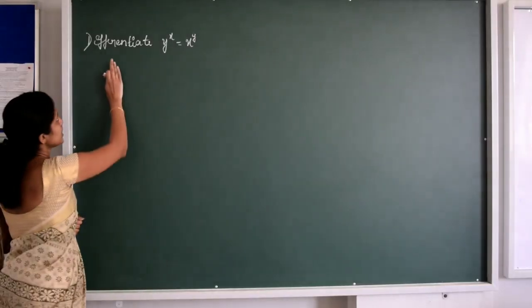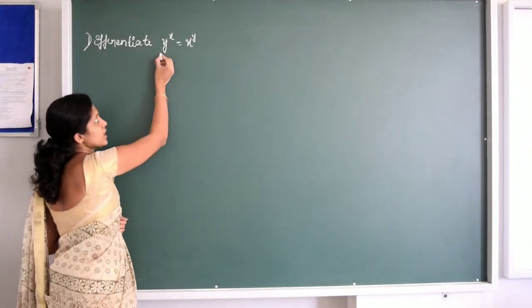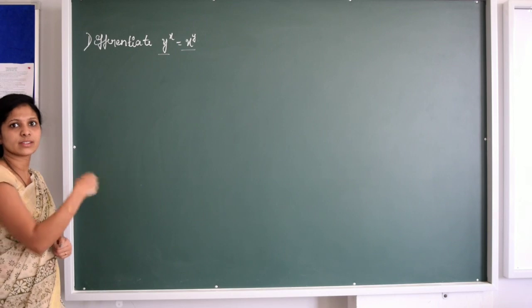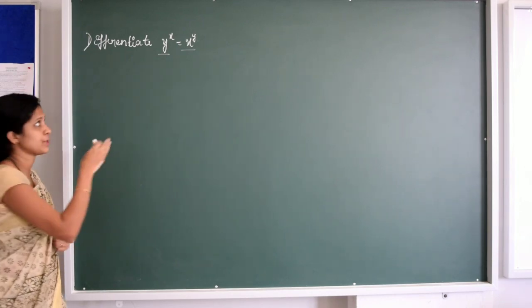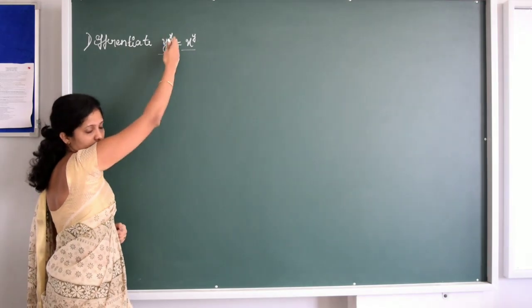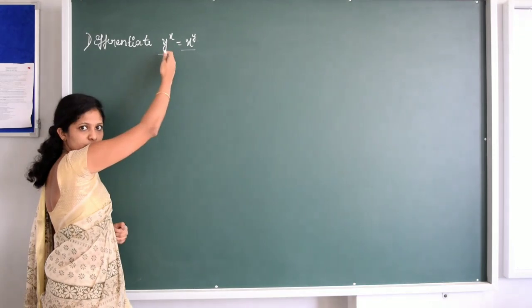The next problem, differentiate y to the power x is equal to x to the power y. Here you can observe this one. Here left hand side and right hand side both are given, right? So no need to consider this one as y. Directly you can differentiate. But here again base and the power are both variables, right? So you have to take log on both sides. Just take log on both sides and differentiate.